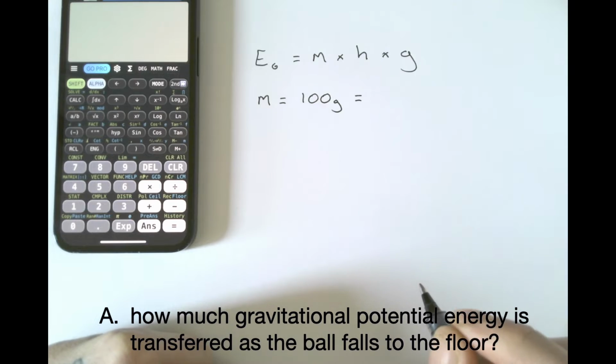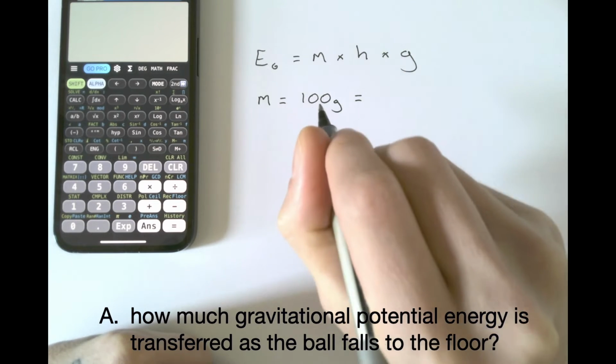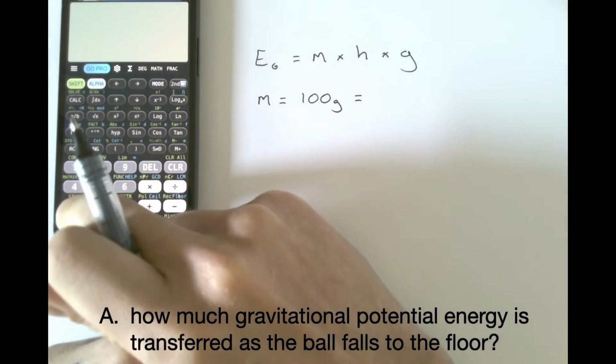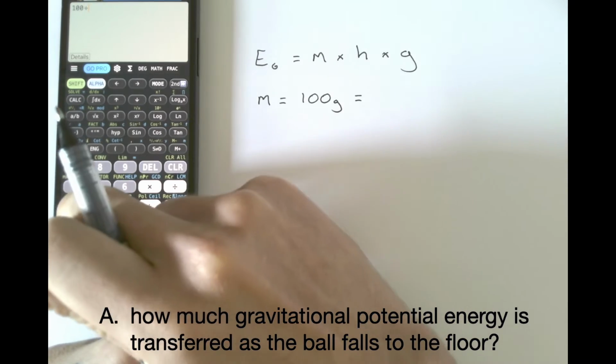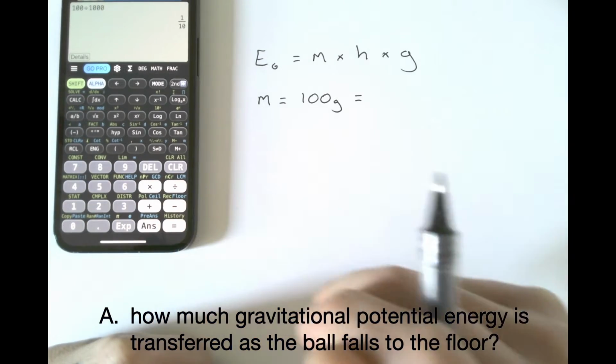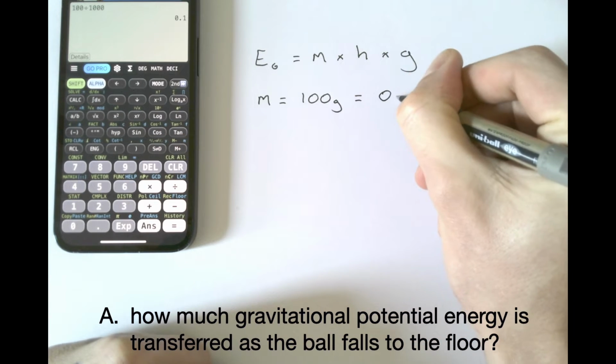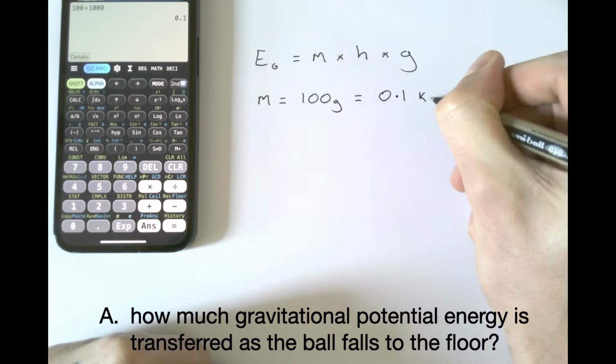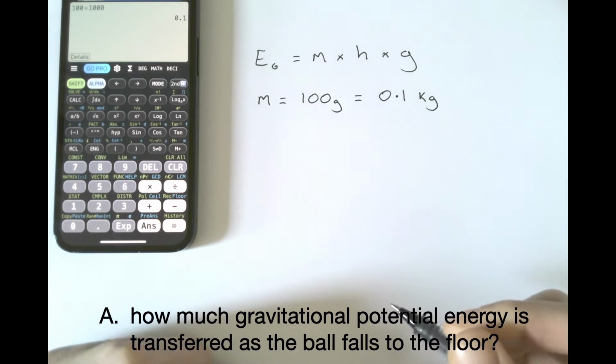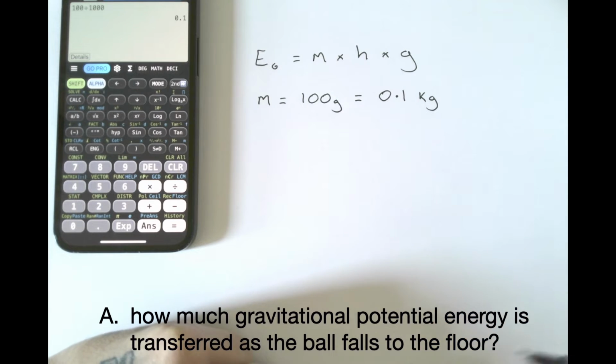We don't want to use grams in physics, we want to use kilograms. So I'm going to divide that by 1,000, just in case you don't believe me. 100 divided by 1,000 is 1/10, or 0.1. So 0.1 kilograms. Kilo literally means 1,000, so 0.1 thousand grams.